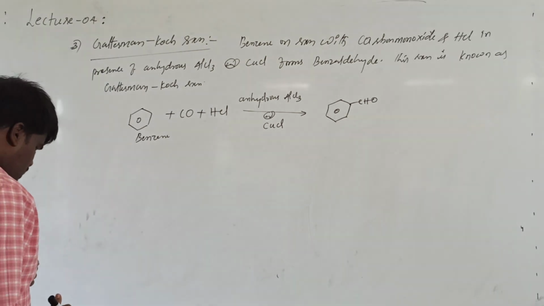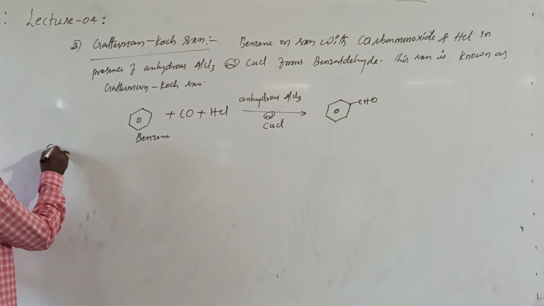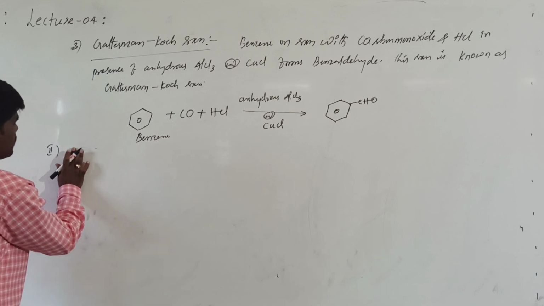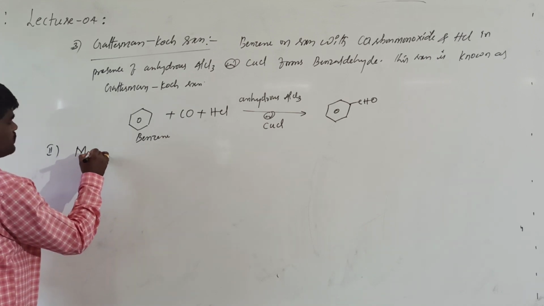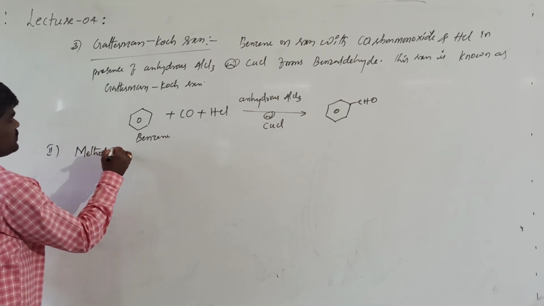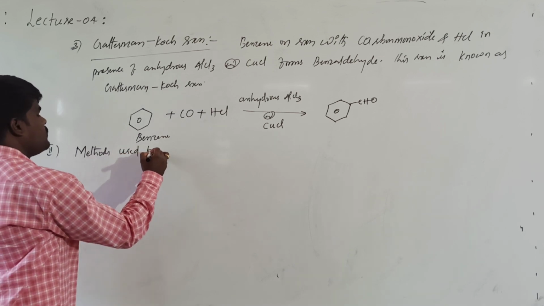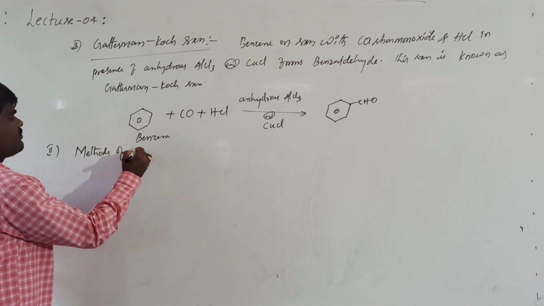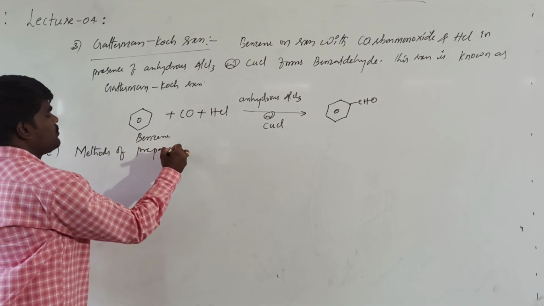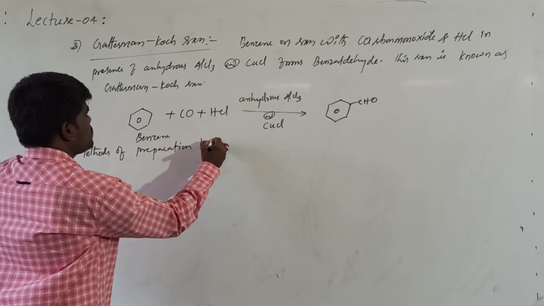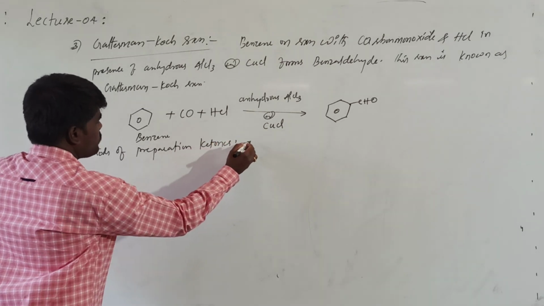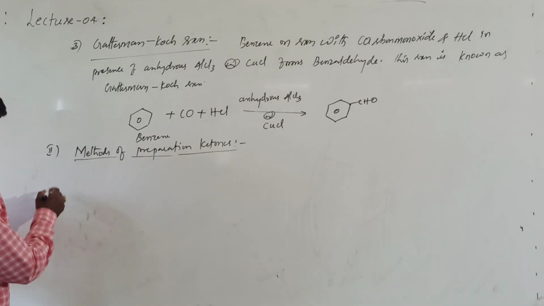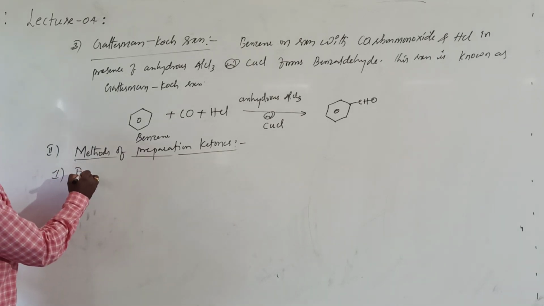And the second one is methods of preparation of ketones. These are the methods that are used for the preparation of ketones only. Okay, there are few methods. The first method is that from acid chlorides.